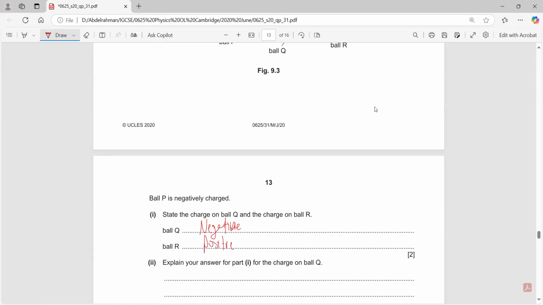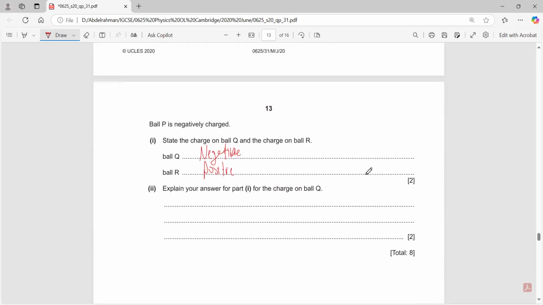Explain your answer for part I. Why is the charge on ball Q negative? Because like charges repel. Same charges repel. Is this worth 2 marks? Yes, it is worth 2 marks. Like charges, 1 mark, repel, the second mark. Like charges repel.